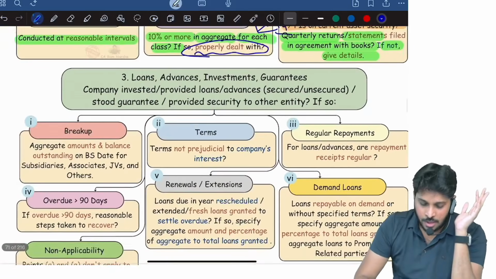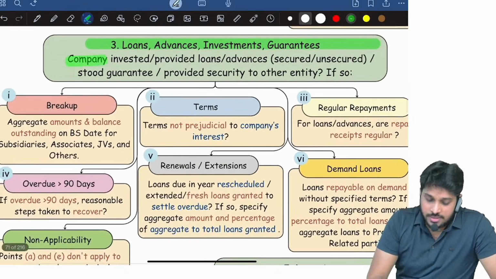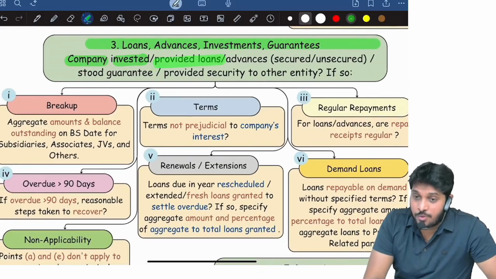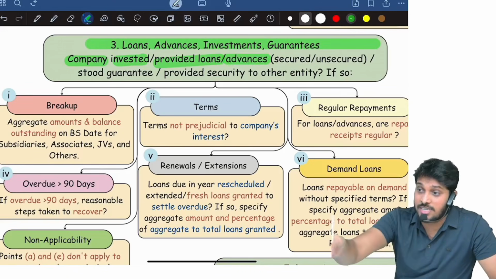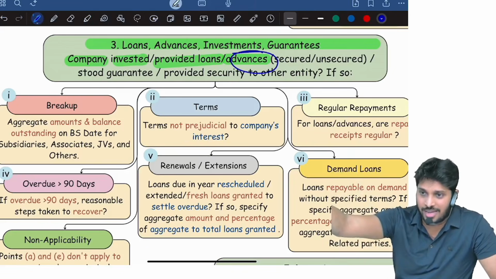Next, loans, guarantees, advances, investments. What does the auditor have to do? Whether the company has invested, whether the company has provided loans, whether the company has provided advances in the nature of loan. Here it is not a simple advance, it's actually an advance in the nature of loan. It's not a normal advance. For a normal advance, this clause is not applicable.